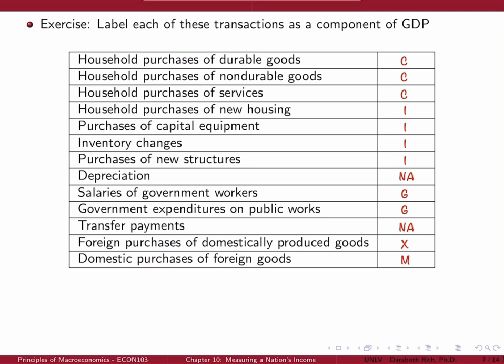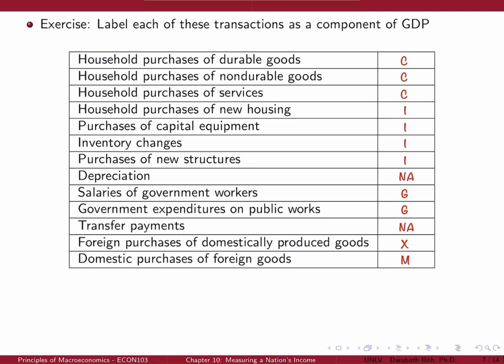Household purchases of new housing are categorized as investment component. Purchases of capital equipment are included in the investment component. Inventory changes are considered part of the investment component. Purchases of new structures are also part of the investment component. Depreciation is not included in any GDP component.